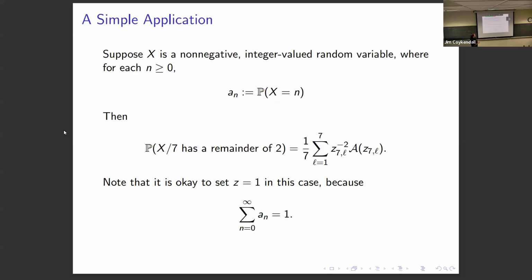So, like I was saying, if I have a sequence of real numbers a of n, and let's say they represent probability values of the probability mass function, then if I have a non-negative integer valued random variable, call that capital X, and I want to find the probability that X divided by 7 has a remainder of 2, I know how to calculate that. Assuming I know its generating function, I can write it like that. So you can actually write down a pretty elegant expression for probabilities of that thing.